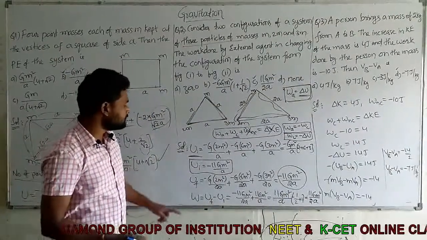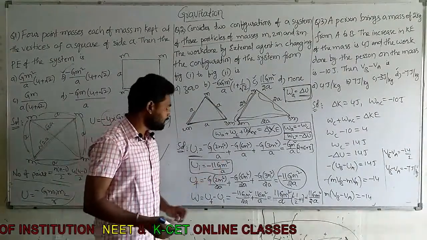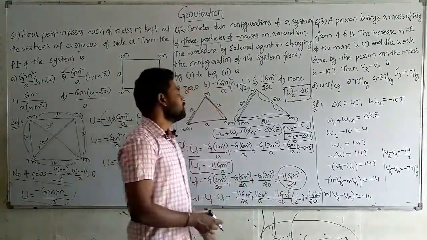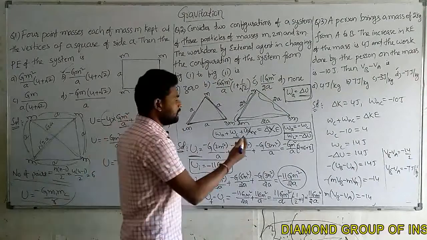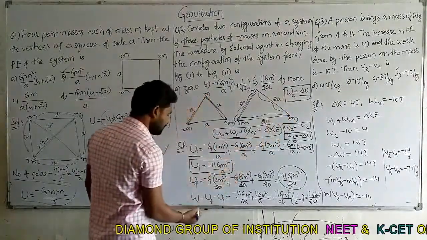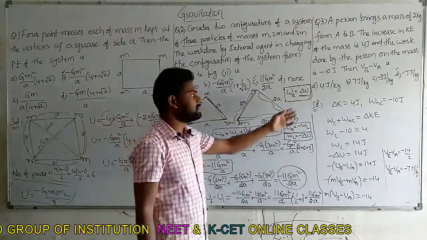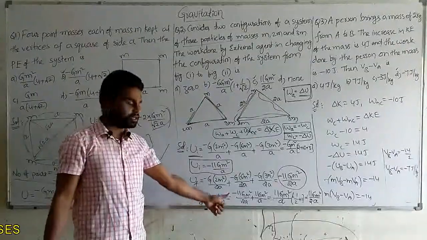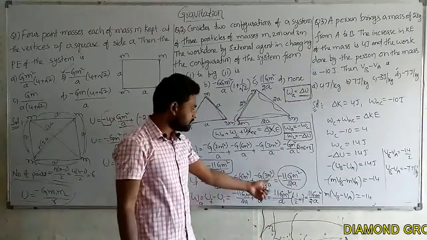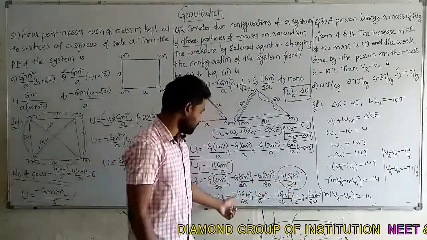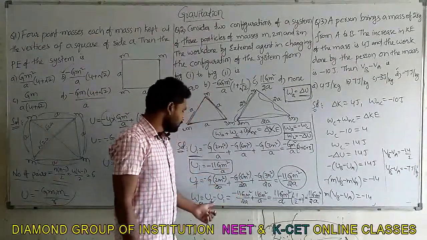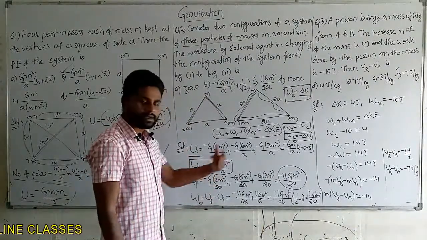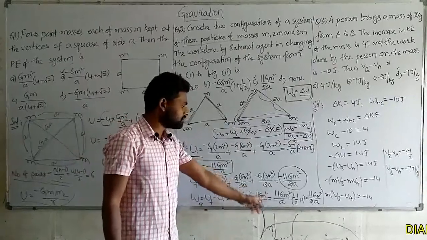Initial potential energy is minus 11 G m square by a, final potential energy is minus 11 G m square by 2a. Then we have to find the work done by the external agent. Work done by the external agent equals the change in the potential energy, which is final potential energy minus initial potential energy. Final potential energy is minus 11 G m square by 2a, and minus initial potential energy, minus of minus is plus, so plus 11 G m square by a.